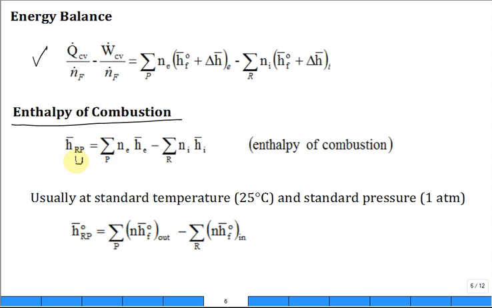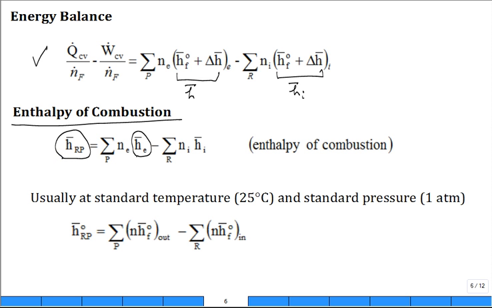It's defined as simply the sum over all the products of this H bar of the exiting products. That's this right here, H bar. And minus the sum over all the reactants, the stoichiometric coefficient, and this term, H bar, of all the incoming reactants. So basically, this whole side, whether it's any work or any heat, is just called the enthalpy of combustion.